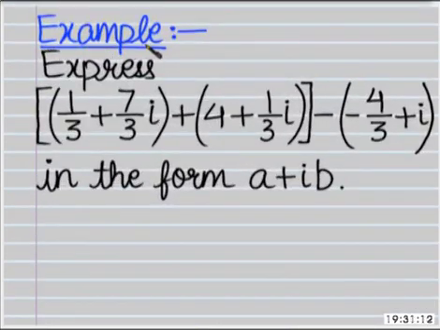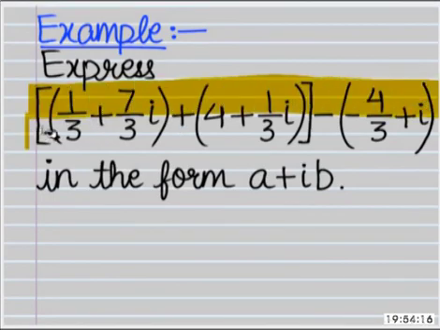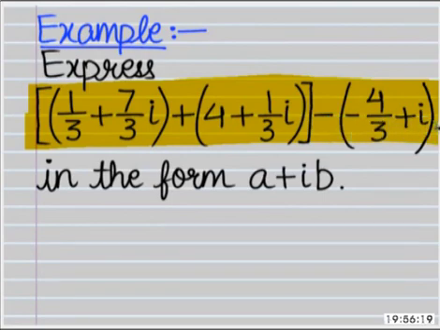Let us see another example. Express 1 upon 3 plus 7 upon 3 into iota plus 4 plus 1 upon 3 into iota minus 4 upon 3 plus iota in the form a plus iota b.